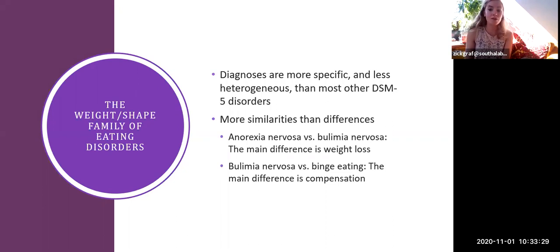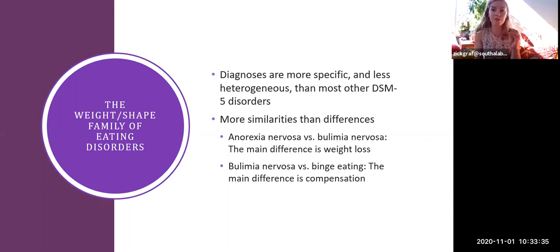The main difference between bulimia nervosa and binge eating disorder is whether there's compensation directly after a binge, or whether specific episodes of binge eating are tied to specific compensatory behaviors.